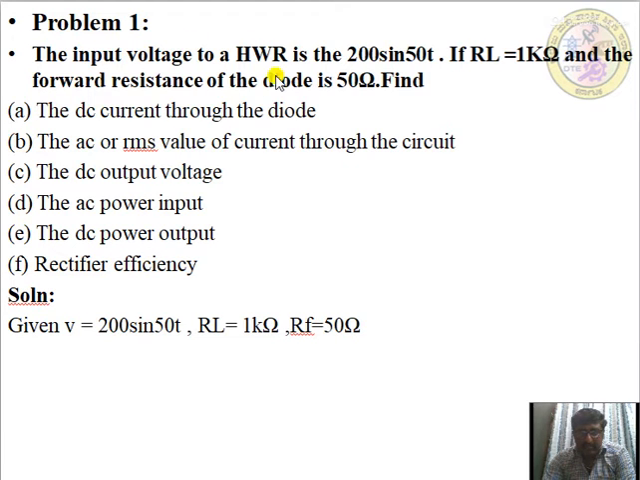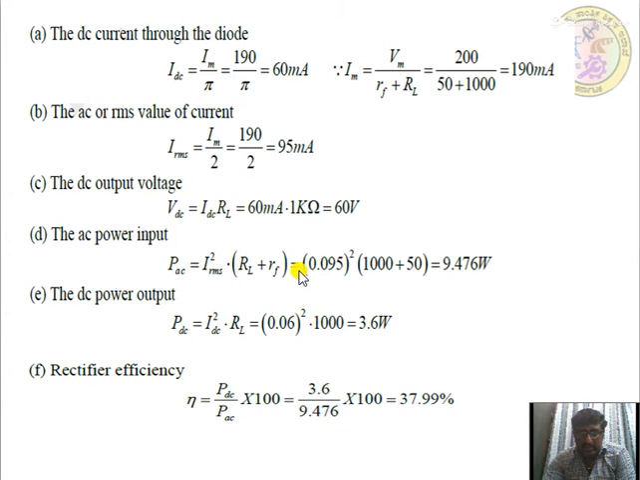The given factors are: 200 sin omega t, where omega is 50. The load resistance RL is 1 kilo ohm, and the forward resistance of the diode RF is 50 ohm. So first we write down the given values: V is equal to 200 sin 50t, so omega is equal to 50; RL is equal to 1 kilo ohm, the load resistance; and the forward resistance RF is equal to 50 ohm.